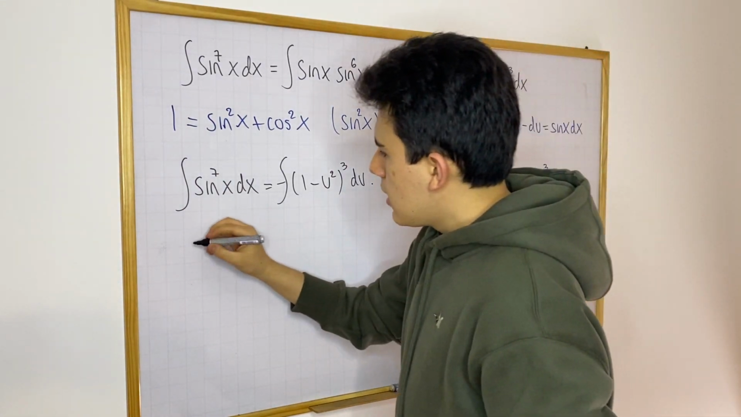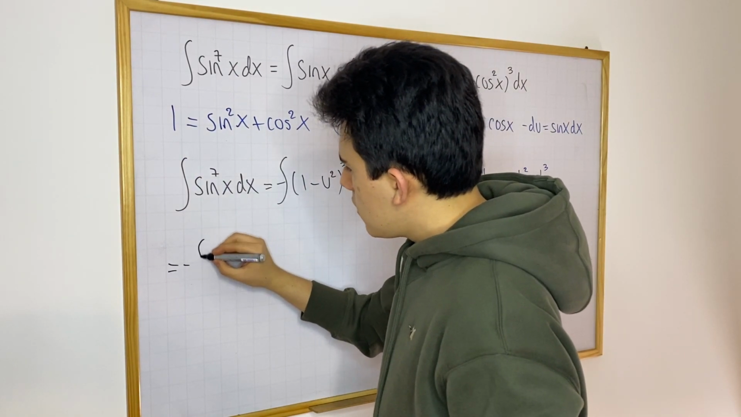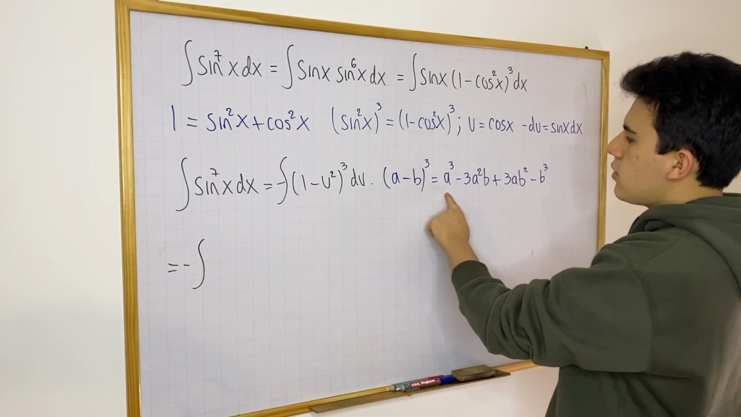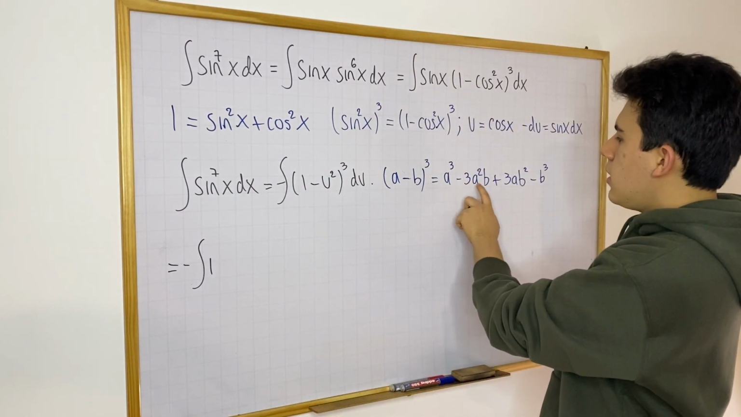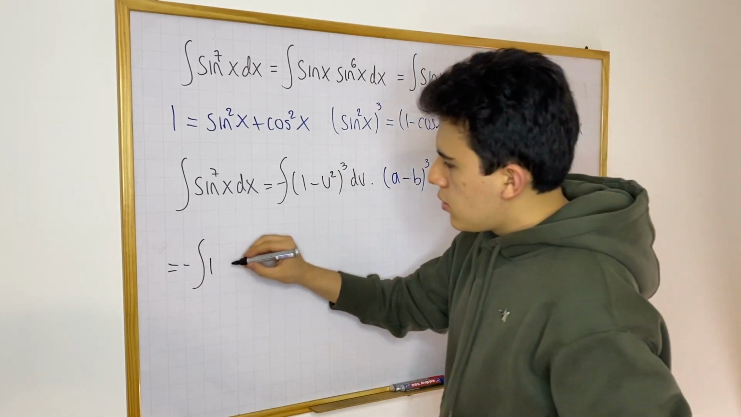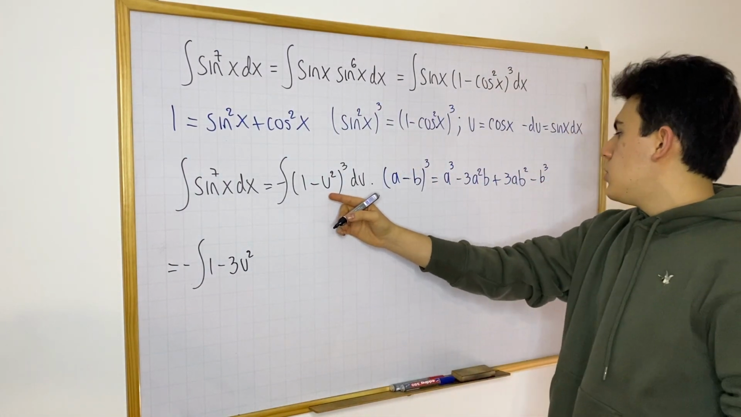So let's see what we get. This will be equal to, we have negative in front, and this will be the integral of, so we have 1 would be a, so we have 1 cubed, that's 1. And we have minus 3a squared, that is minus 3 times 1 times b. So this will be minus 3 times u squared. Remember, b is equal to u squared.